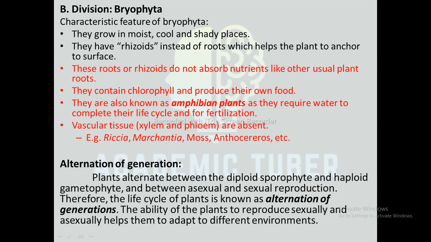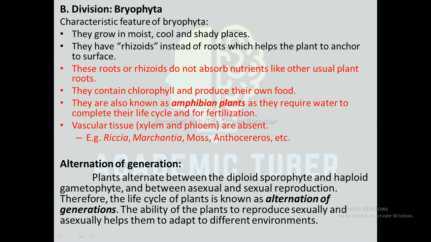Alternation of generation. The plants that are kept under the division Bryophyta show alternation of generation. Plants alternate between the diploid (2N chromosome) sporophyte and the haploid (N chromosome) gametophyte, and between asexual and sexual reproduction. Therefore, the life cycle of plants is known as the alternation of generation.